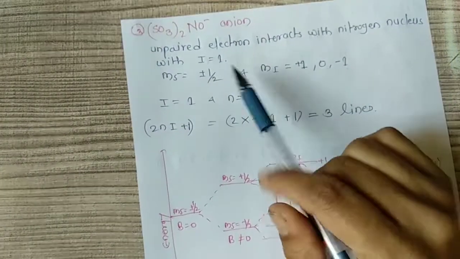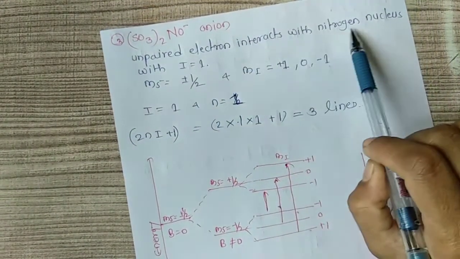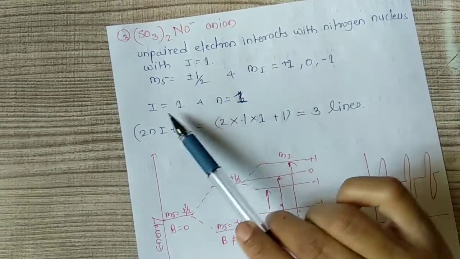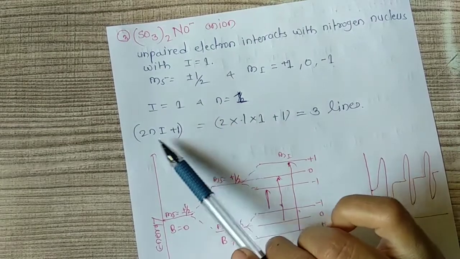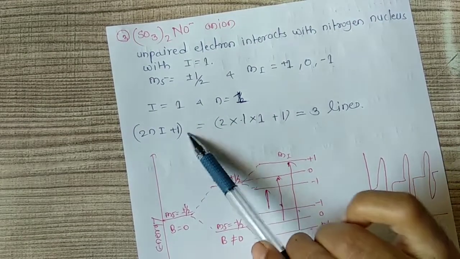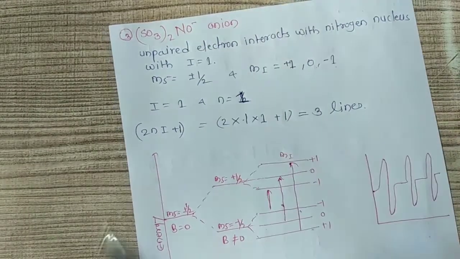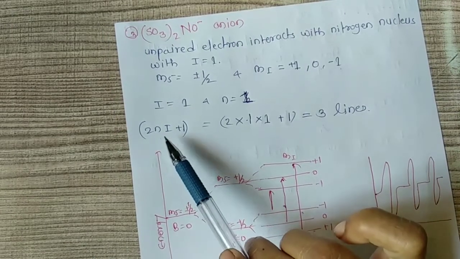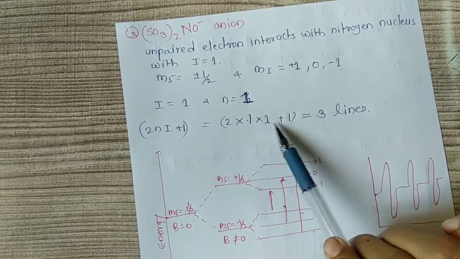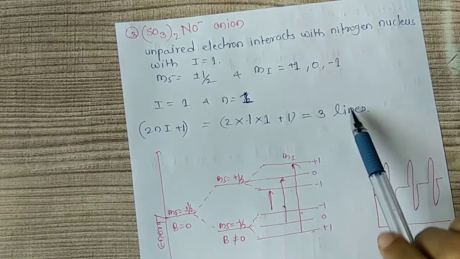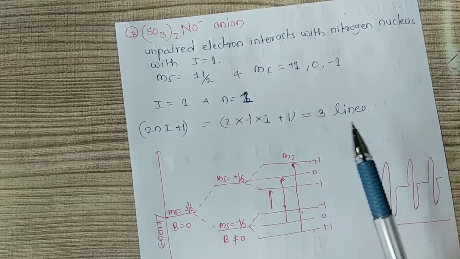Okay. The unpaired electron interacts with the nitrogen nucleus with I is equal to 1, and then we put the values of I and N in the formula 2NI plus 1. N is 1, because nitrogen is a single atom, and I is 1. So 2 into 1 into 1 plus 1 means it gives 3 lines in the ESR spectrum.